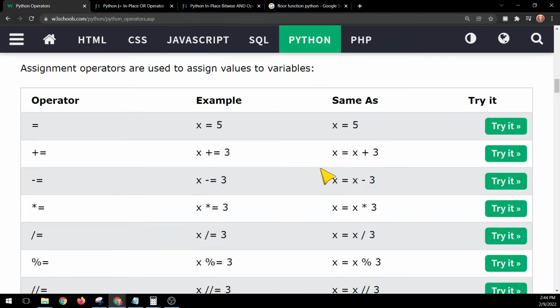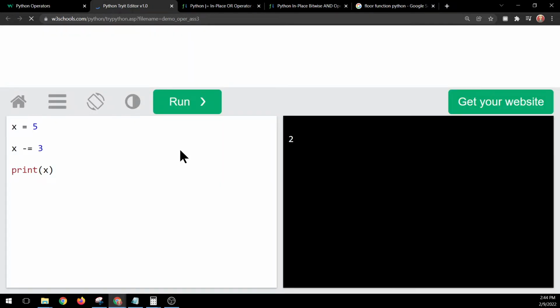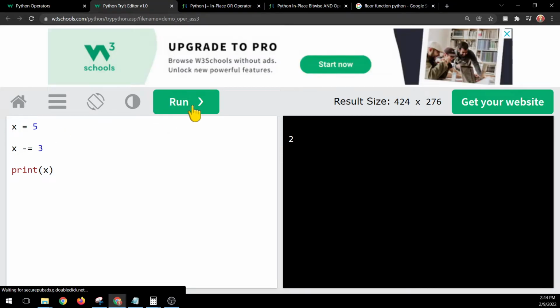Let's try the next one. Minus equals. So press run. So x is equal to 5. x minus equals 3 is the same as saying x is equal to x minus 3, right? 2.